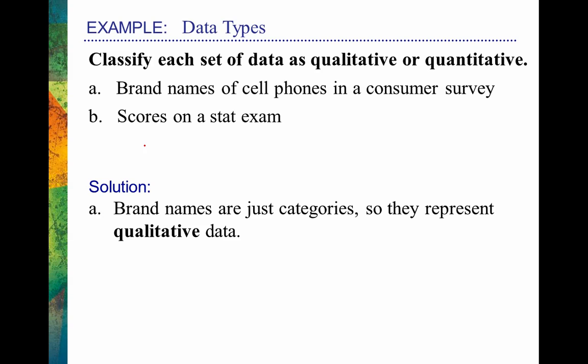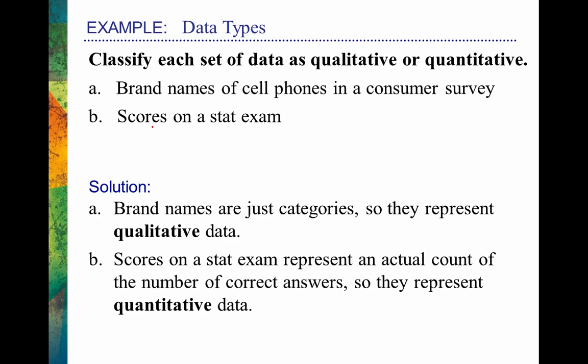What about scores on a stat exam? So I want you to just kind of see my reasoning process here. I'm trying to determine, all right, what type of data would scores provide me with? They would provide me with numbers. So someone might get 95% of the answers correct or 90% of the answers correct. That's giving me a number that has some type of numerical meaning. So scores on a stat exam represent an actual count of number of correct answers, so they represent quantitative data. Now, I was expressing them as a percentage, but of course, we could just express those numbers as a count of how many items the person scored correctly. In either case, those numbers have numerical meaning.